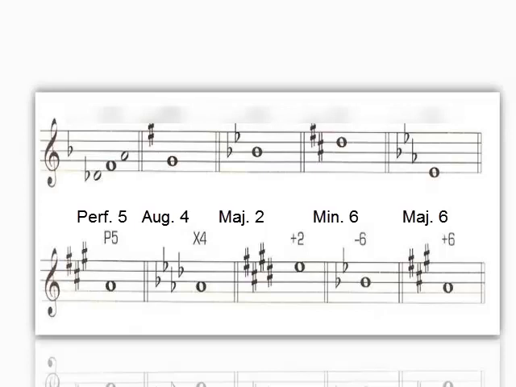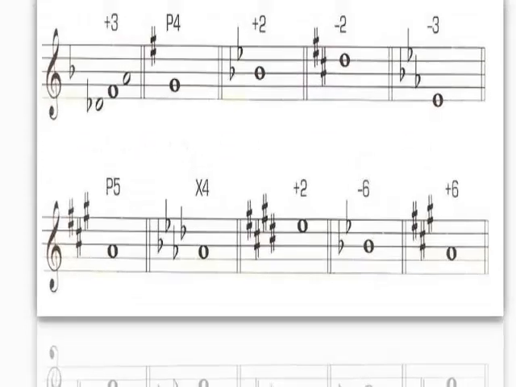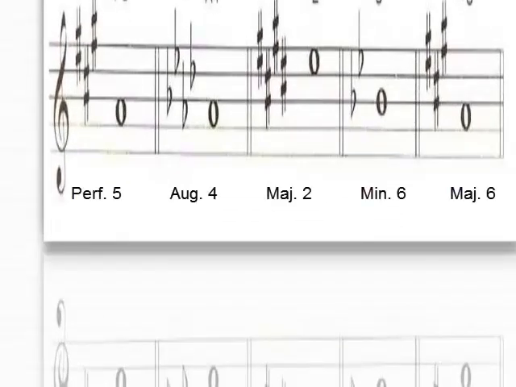Do you see how this works? Why don't you pause this module and solve the second line? Okay, a perfect fifth above A is E, and a perfect fifth below A is D. An augmented fourth above A flat is D. A major second above E is F sharp, and a major second below E is D.